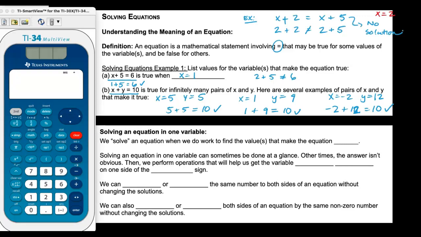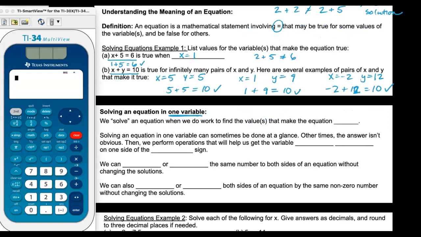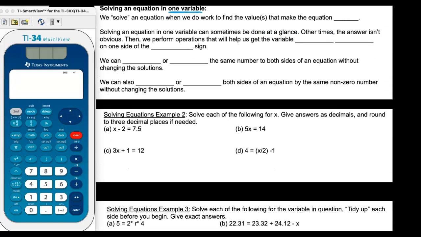So let's talk about how we solve an equation, and we're going to focus on equations with one variable. Many of these are going to have one x or maybe one y or any other variable. We solve an equation when we do the work to find the values that make the equation true. We just did this above. We found values that make it true. Sometimes it's possible, sometimes it's not.